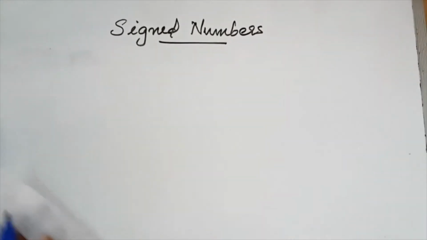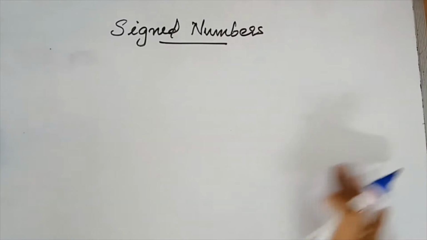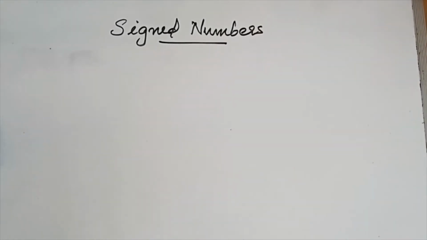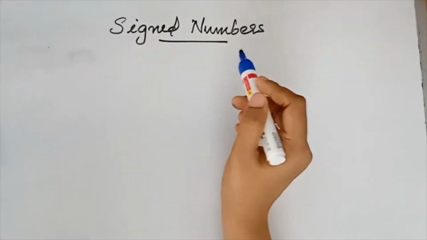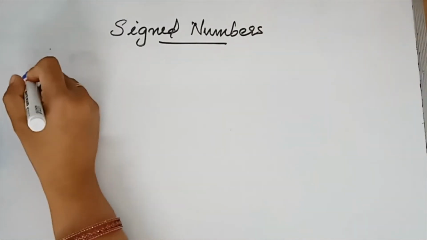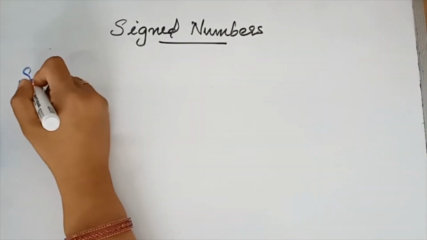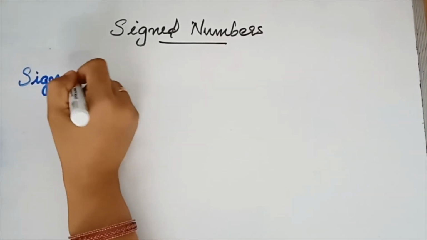This is a bit confusing for many, but it's very easy. You just need to know some basic rules. In order to represent a signed number, there are different methods. One, and the easiest one, is the sign magnitude form.